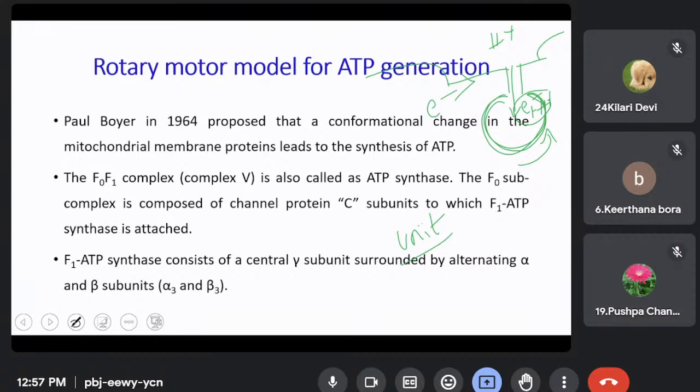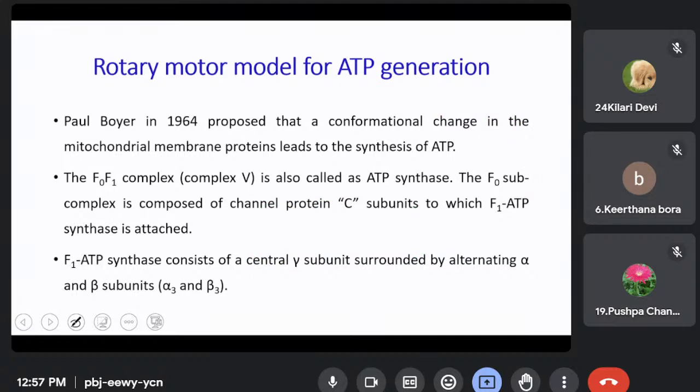How does the rotation take place? Because electron transfer and proton translocation occur at once, both are said to be coupled. When they reach the head portion, it gets rotated, and the rotational energy that is produced is converted into chemical energy to form a bond between adenosine diphosphate and an inorganic phosphate to synthesize ATP. That is what the rotatory model is.